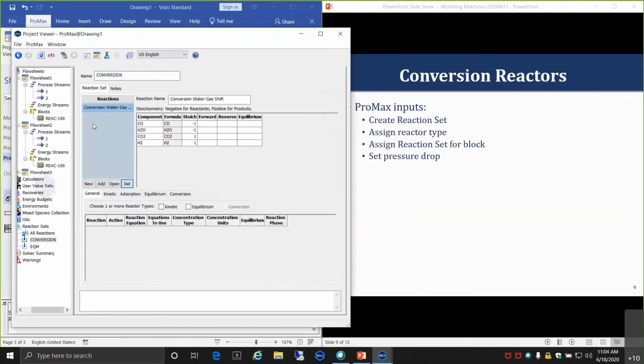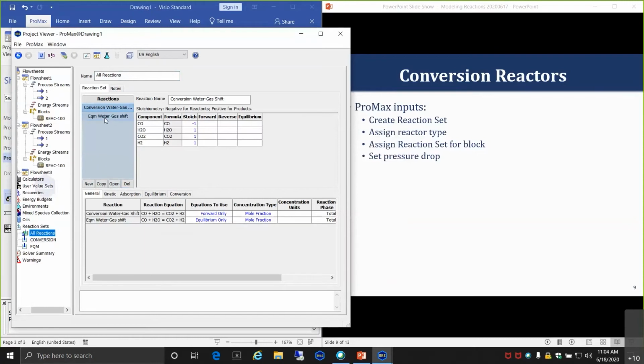Now I deleted it, but it only deleted from this reaction set. If you come over here to all reactions, that equilibrium one is still present because it's in the other reaction set. All right, so that's given me that reaction set.